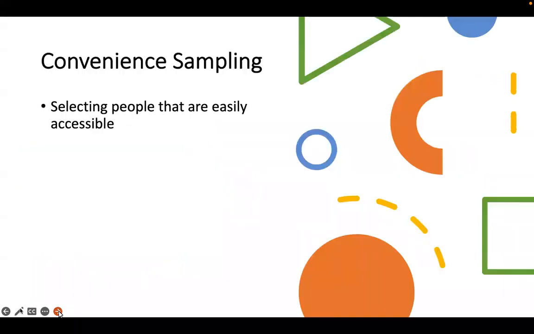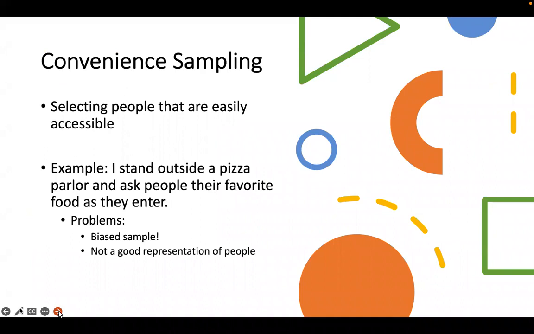And then the last one is convenience sampling. This is simply talking to people who are easily accessible. This is obviously not the best way to go about a sample. So for example, I stand outside a pizza parlor and I ask people their favorite food as they enter. Generally, convenience sampling is very biased because it's easily accessible people. Generally, you're getting a biased sample. You're not getting a good representation, right? If you're at a pizza parlor and you're asking people their favorite food, what do you think they're probably going to say? A good portion of them will probably say pizza because that's what they're about to eat. So you're definitely getting a biased sample, not a good representation. Try to avoid convenience sampling at all costs.